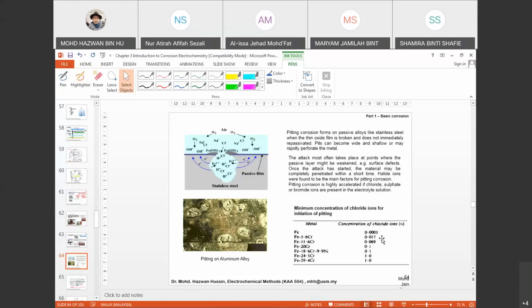Halide ions were found to be the main factors for pitting corrosion. Pitting corrosion is highly accelerated if chloride, sulfate, or bromide ions are present in the electrolyte solution. That is why, if you use chlorinated water, our tap water is actually treated with chlorine, so it contains some chloride, then you know that this can actually trigger pitting corrosion.